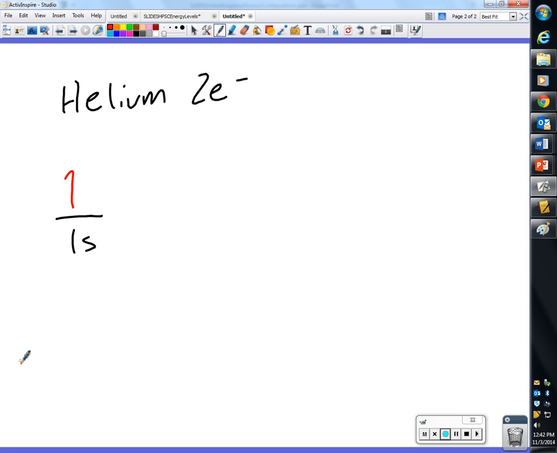This represents 1 electron, okay? We represent the other electron with a downward arrow.